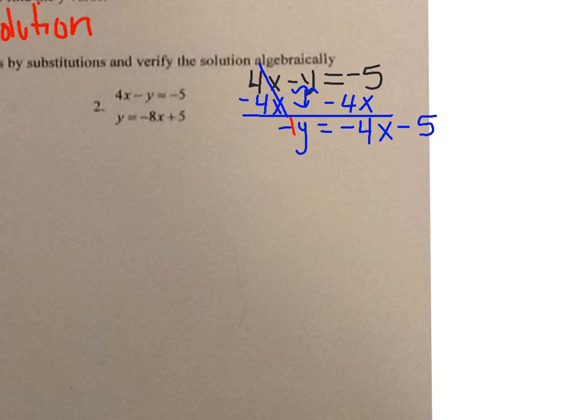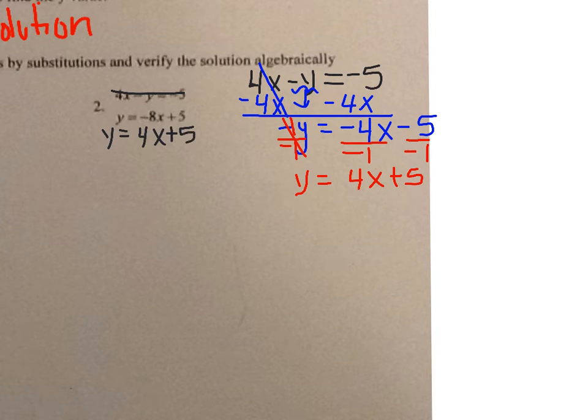Now, this is negative 1y. So you have to divide everything by negative 1. Divide everything by negative 1. So we get y equals, and what happens when you divide by negative 1? It just changes the sign. So I get 4x plus 5. All right, so now let's write this over here. So now I have y equals 4x plus 5.